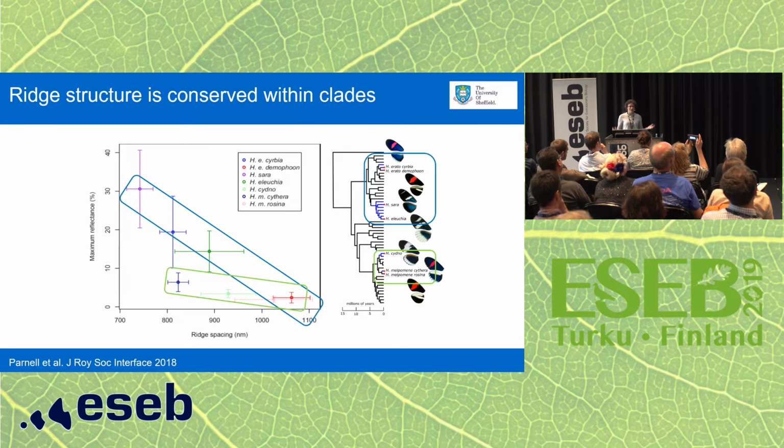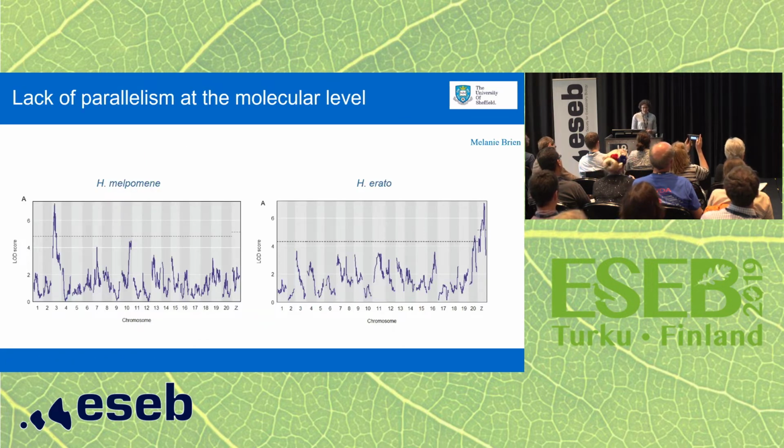So what does all this mean in terms of the genetics of the trait? Mel's also been doing QTL mapping of this trait. And what she finds is essentially there are different loci controlling the colour difference in the two species. In melpomene, there is a medium effect locus on chromosome 3, whereas in erato, it's sex-linked, and the largest effect locus is on the Z chromosome, and then there's also some effect of chromosome 20.